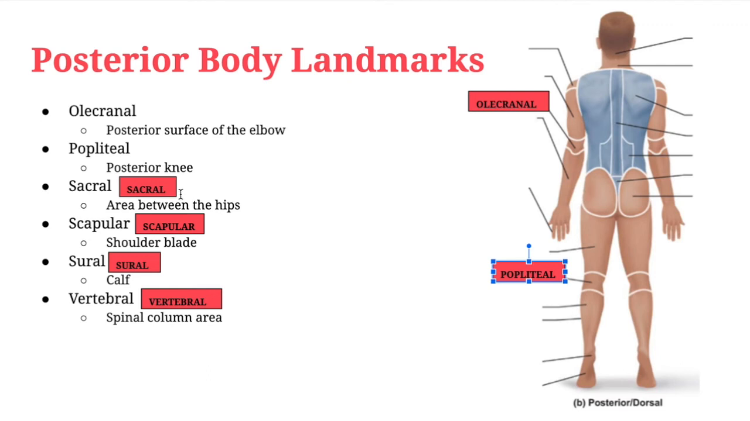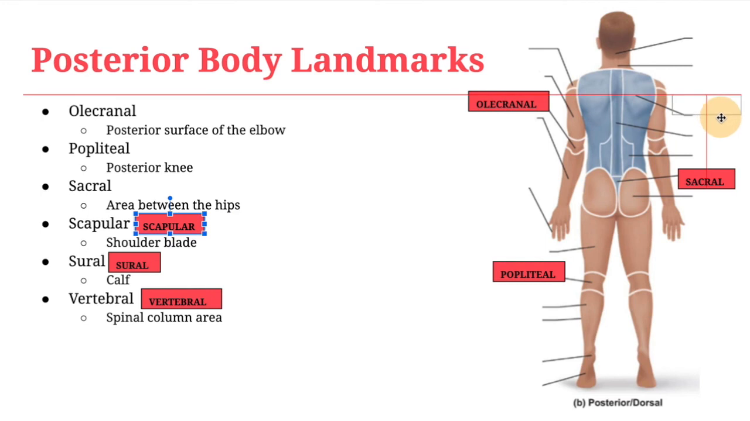Sacral, again, if you've learned the bones, the sacrum is at the base of your spine. It's not the last bone of your spine, but it's close. And that's going to be the area between the hips. So right here, this kind of triangular region would be sacral. Scapular refers to the scapula or the shoulder blade, which would be here.